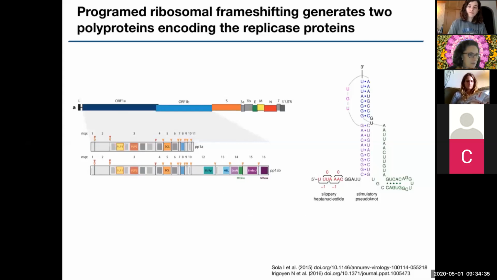Okay, let's see, there's a few questions. What's the name of the part of the genome that causes the ribosome to pause? It's right here, it's the stimulatory pseudoknot.